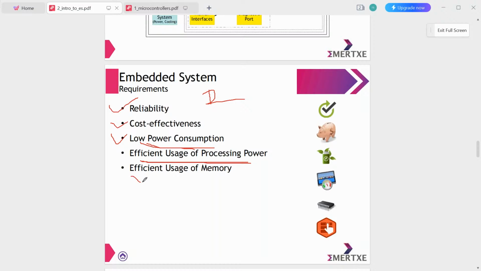In the same way, use the available memory efficiently. A microcontroller has built-in memory. So whatever code you write, you need to make sure that the written code will fit into the available memory. Even later, if the user comes with a second or third requirement, you should be able to update the code, and that code must fit into the available memory. When will this happen? If you use the memory efficiently. So this is about a few requirements of the embedded system. Understood?